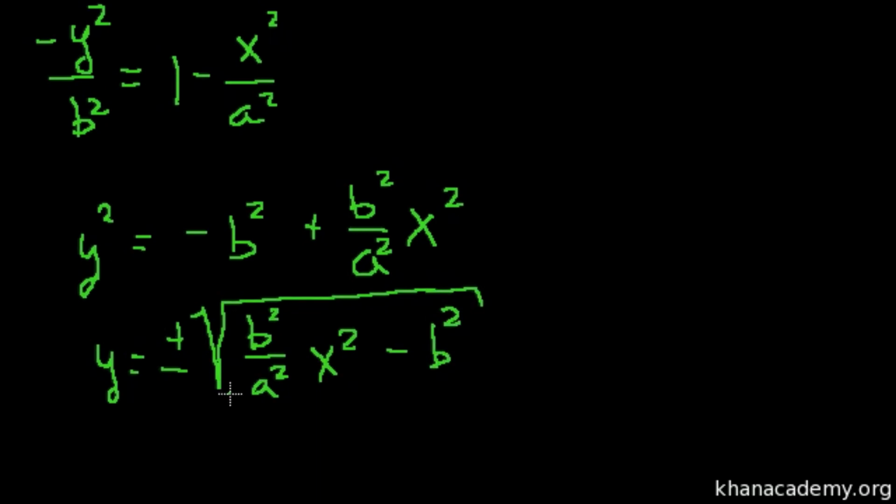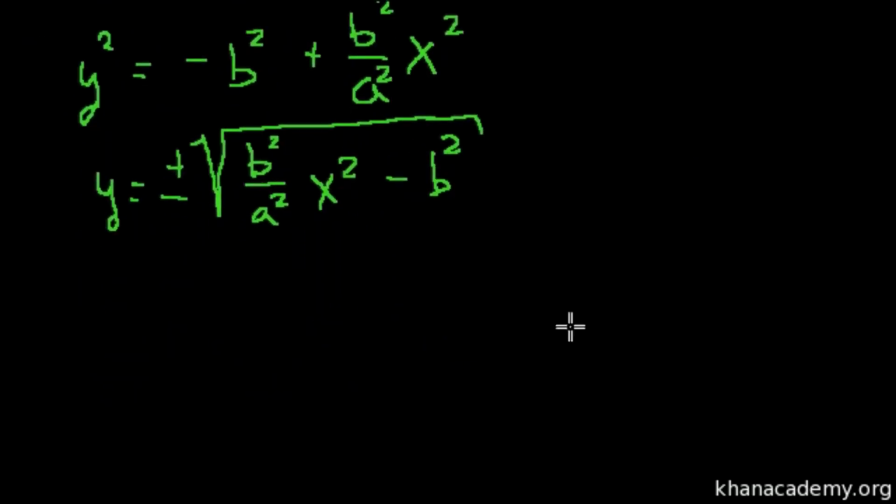Now, what is this? You said, Sal, you said this was simple. This looks like a really complicated thing. But remember, we're doing this to figure out the asymptotes of the hyperbola, just to give you a sense of where we're going. I'll do the other hyperbola.